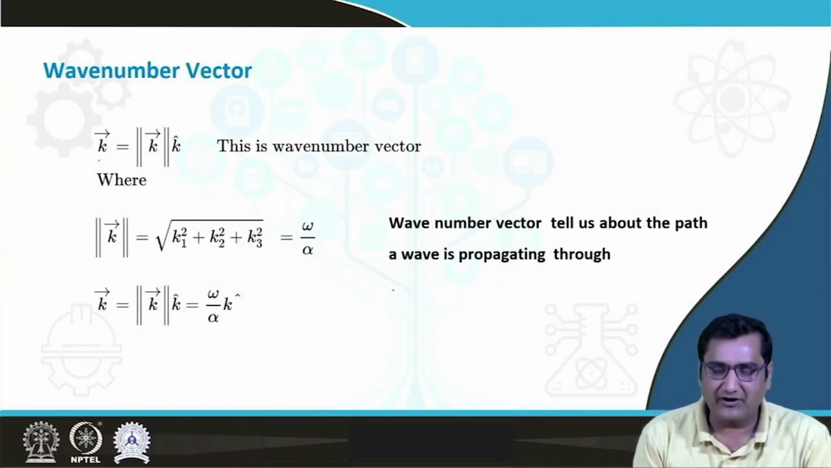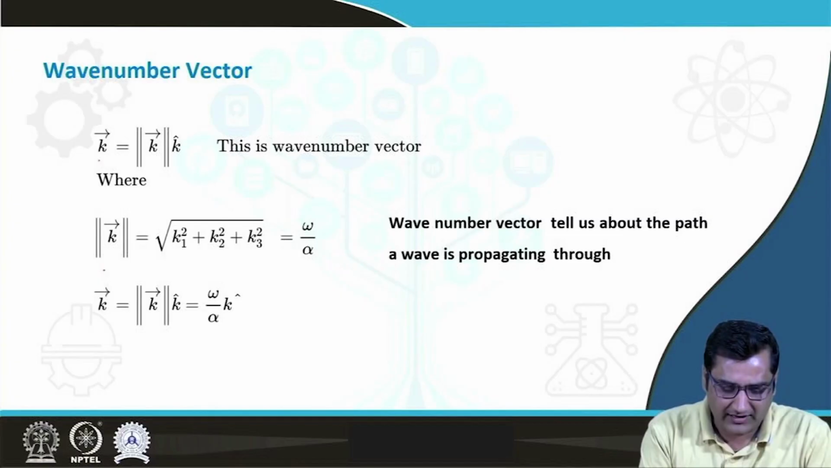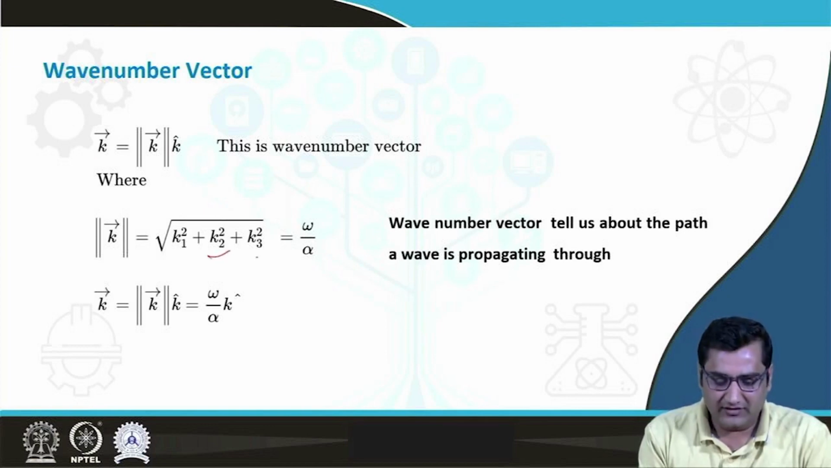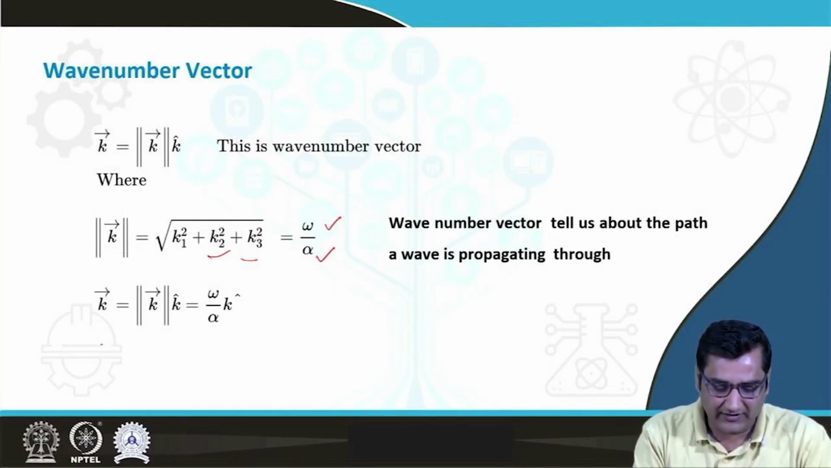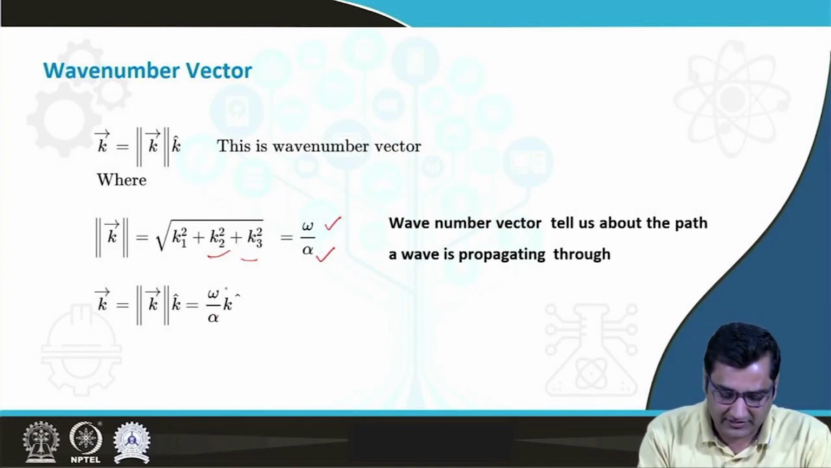So the wave number vector basically tells us about the path a wave is propagating through, so it will always be along the direction of propagation of the wave. All in all, the modulus of k vector is equal to the square root of k1 square plus k2 square plus k3 square, which is equal to omega by alpha, where omega is the angular frequency of the wave and alpha is the P wave velocity. So we can write that k vector is equal to the modulus of k vector multiplied by the k unit vector, that is equal to omega by alpha k cap.